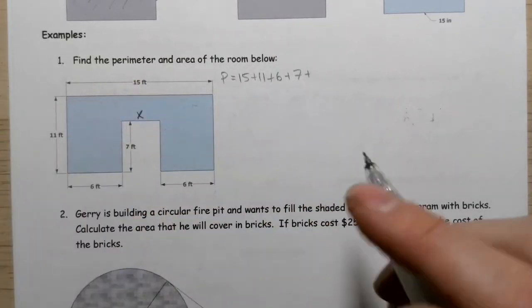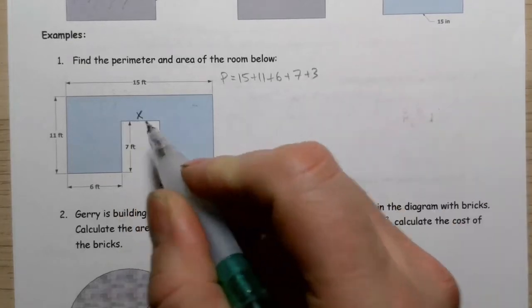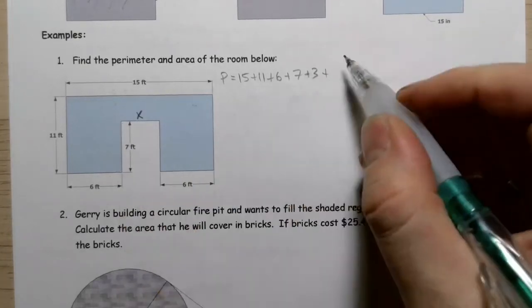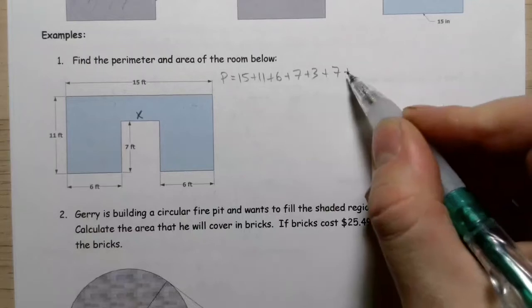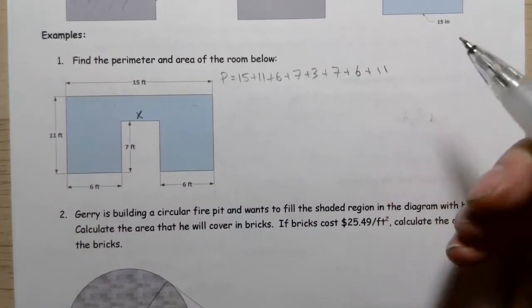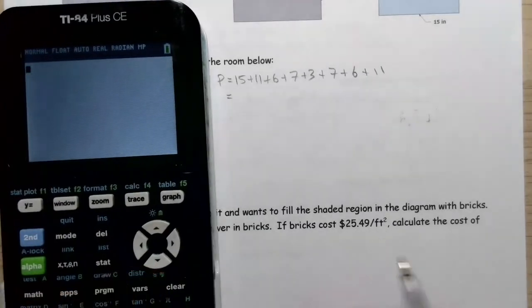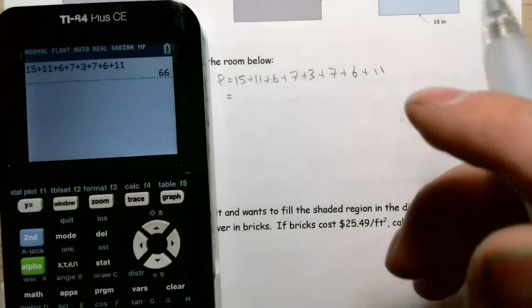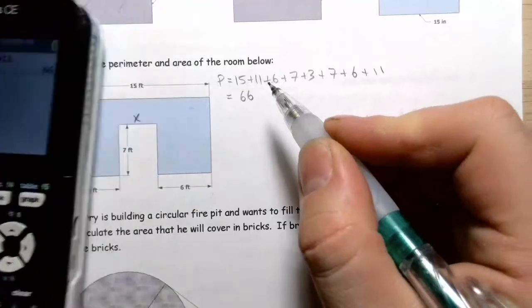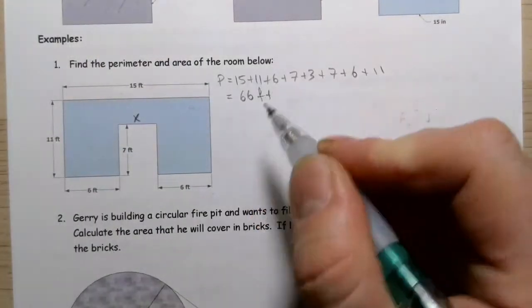So 15 minus that 12 is going to give me 3. So this little piece right here, x is 3. And then just come down here, 7 plus 6 plus 11. All right, well, now that's easy enough. We just got to plug that into the calculator. So 15 plus 11 plus 6 plus 7 plus 3 plus 7 plus 6 plus 11. And we get a perimeter of 66 feet.